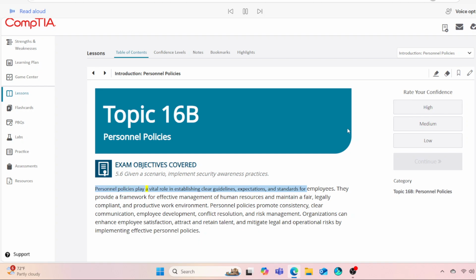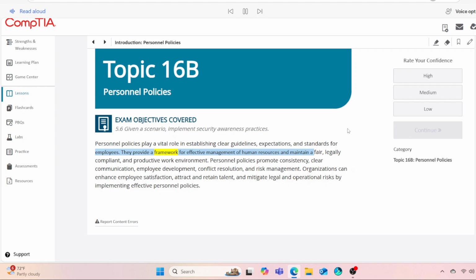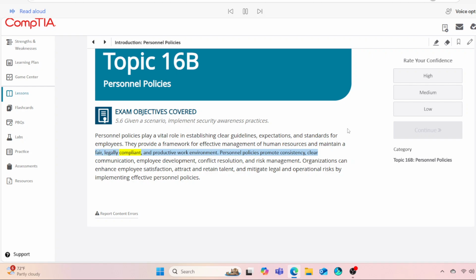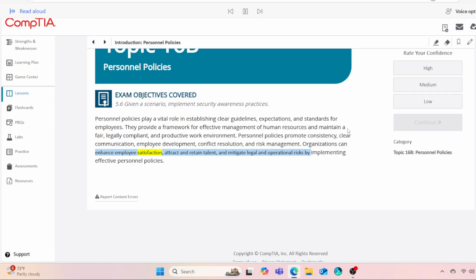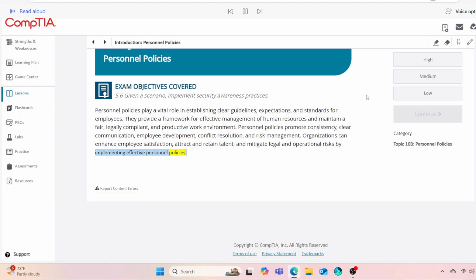Personnel policies play a vital role in establishing clear guidelines, expectations, and standards for employees. They provide a framework for effective management of human resources and maintain a fair, legally compliant, and productive work environment. Personnel policies promote consistency, clear communication, employee development, conflict resolution, and risk management. Organizations can enhance employee satisfaction, attract and retain talent, and mitigate legal and operational risks by implementing effective personnel policies.